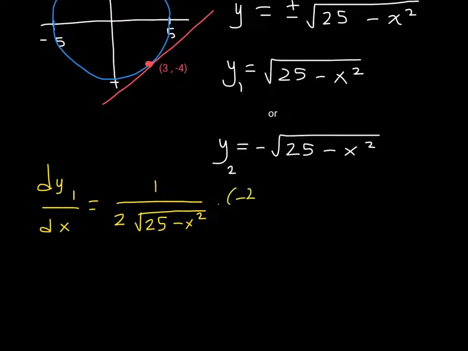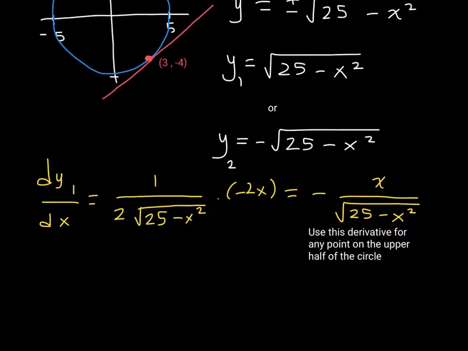So negative 2x. We can rewrite this nicely by just writing negative x over the square root of 25 minus x squared. Now, again, this is the derivative for any point on the upper half of our circle.